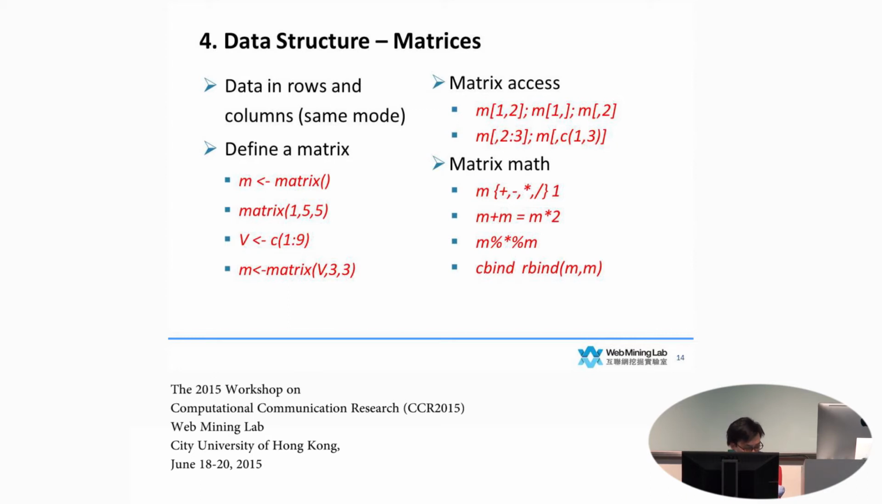Okay, the next is the matrix. We can generate a matrix using the matrix function. For example, here I will write this. This means that we generate a matrix with 5 columns and 5 rows, so there are 5 times 5, 25 values, and the values are from 1 to 25.